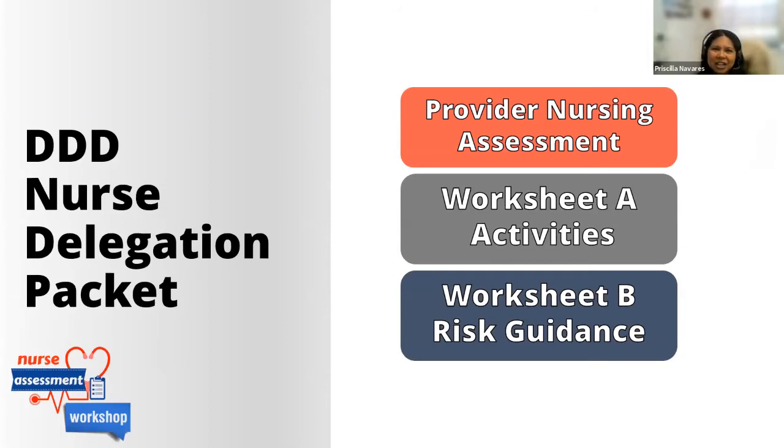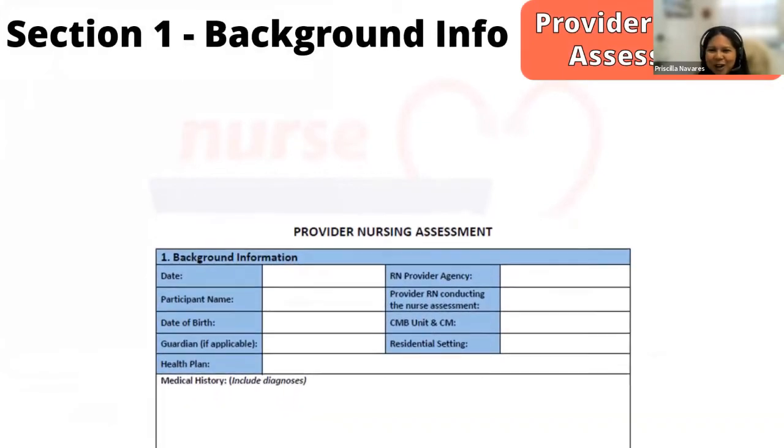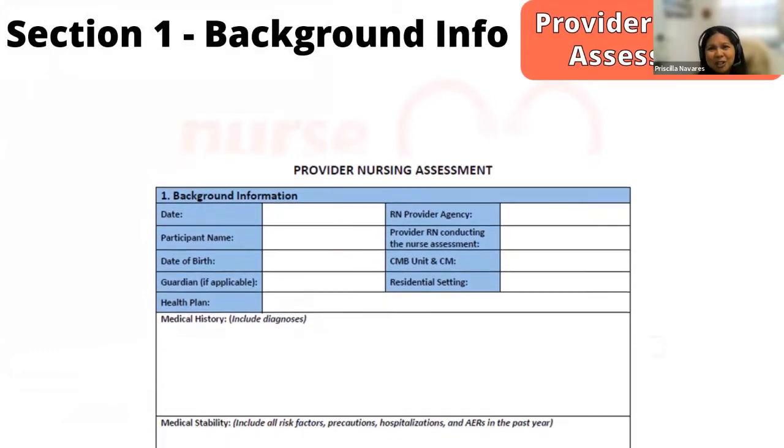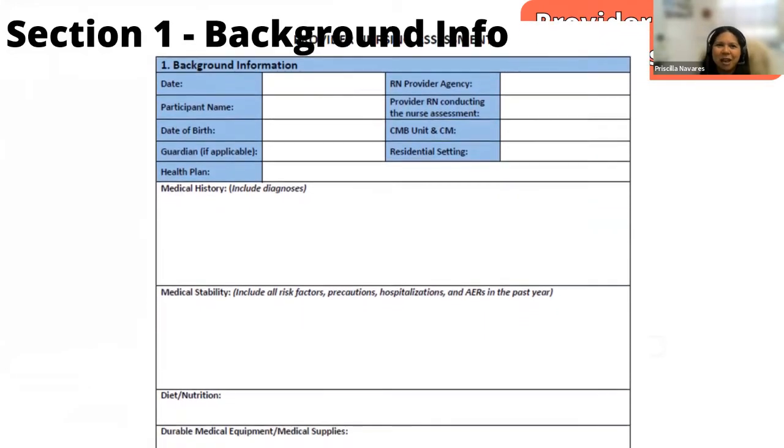So the nurse delegation packet comes in 3 different parts. It's going to include the provider nurse assessment, worksheet A for activities, and finally worksheet B, risk guidance. I'm trying to go quickly, but feel free to let me know at the end if you have additional questions. I'm going to go through this because we have talked about this before.